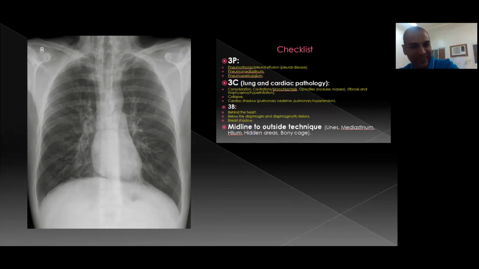There is hyperinflation of both lungs, or I can say that this patient has maybe COPD, chronic obstructive lung disease. Can we go through our checklist? Do you see any pneumothorax? No. Do you see any pneumomediastinum? No.